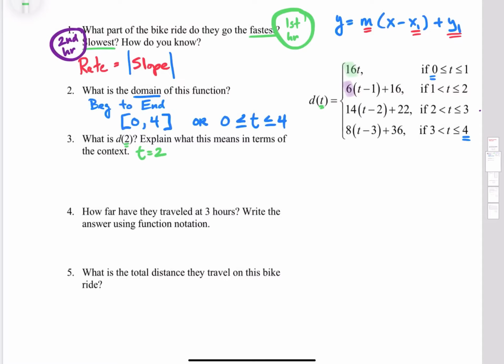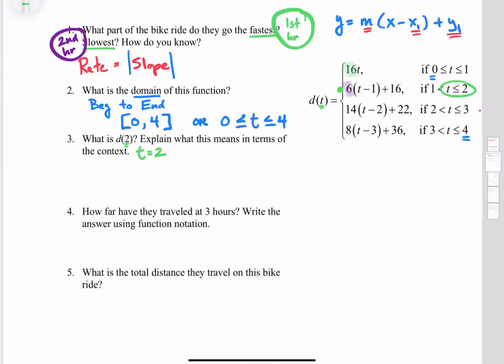Now I want to figure out which of these 4 equations we are going to use if t is equal to 2. Well, that's going to be this second one, because t is less than or equal to 2, whereas in the third one, t is greater than 2. So it's not equal to 2.